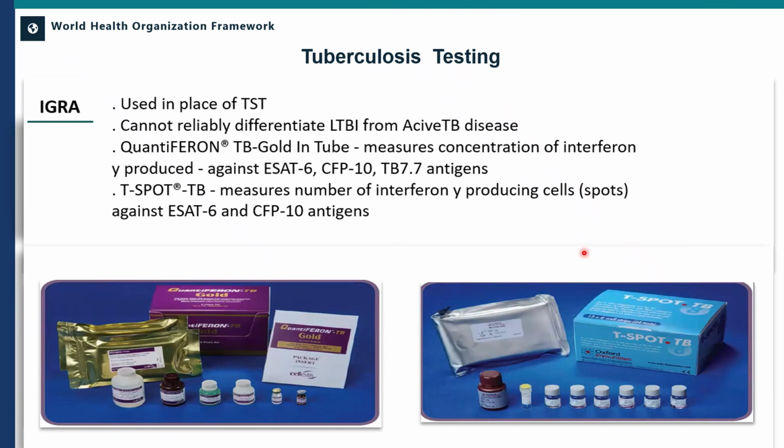However, in endemic settings, the sensitivity of this test will drop down, and it will not be able to differentiate between latent and active tuberculosis. The recommendation by the WHO is that combining both the TST, the Tuberculin Skin Test, and the IGRA test is more effective than using either test alone. So these are the two types of the IGRA tests.